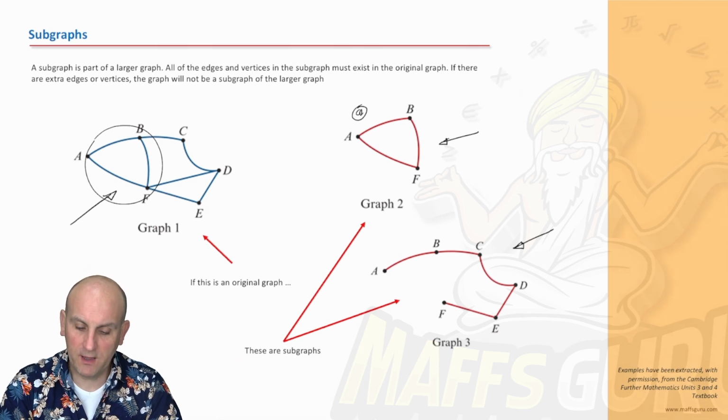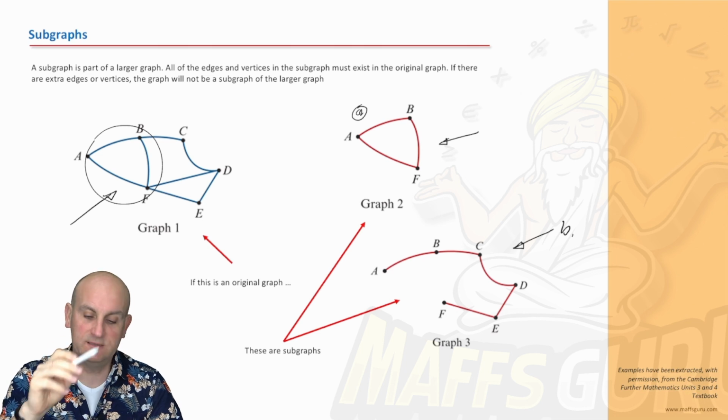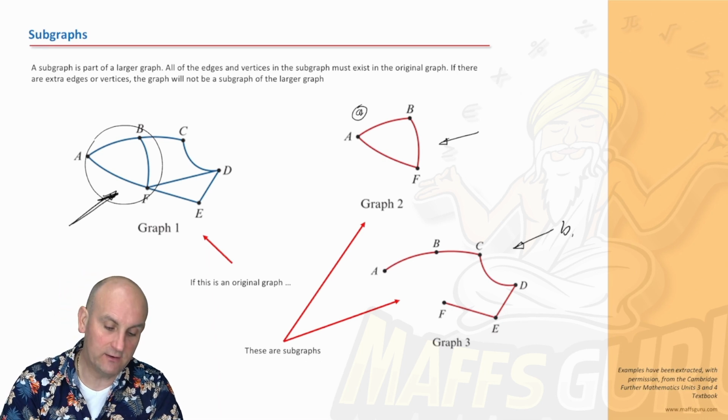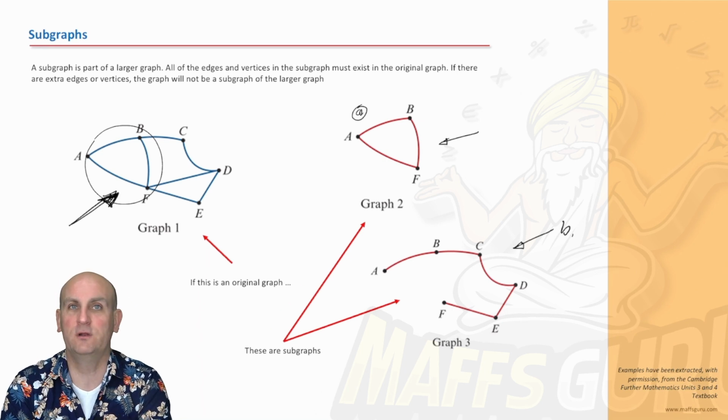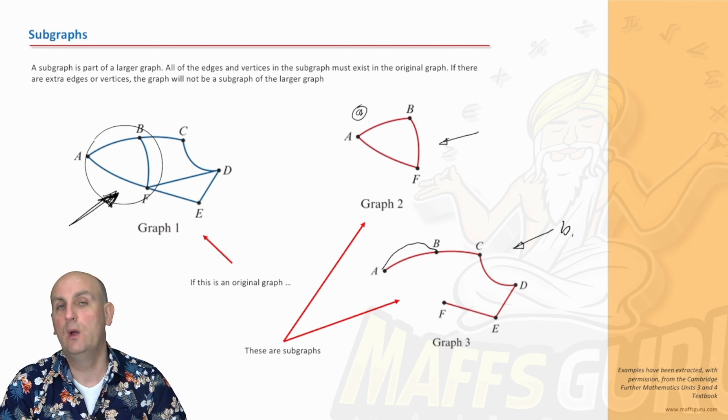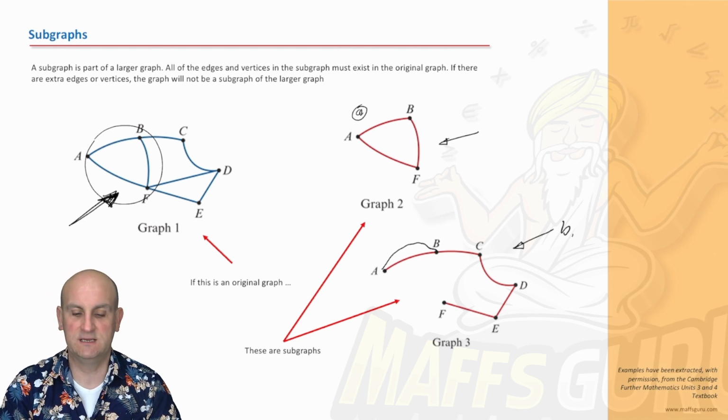What do we notice about part B? Let's call that part B. Well, again, we've got connections from A to B, B to C, C to D, D to E, and E to F. Now, all of those connections exist in this diagram here. I've not made up extra lines, I've not missed lines out. If I was to add another line here, for example, that would no longer be a subgraph, because that line doesn't exist in my original diagram.